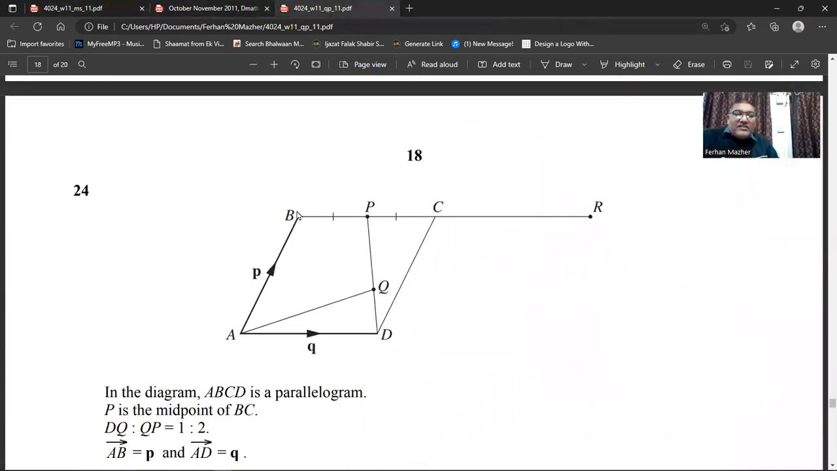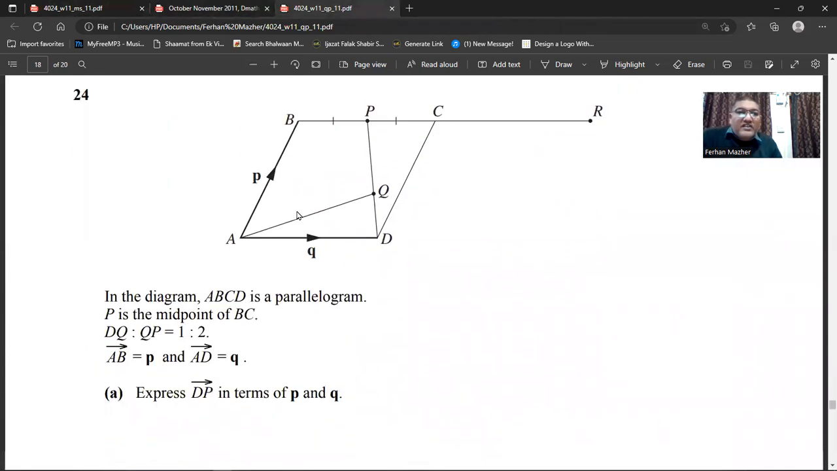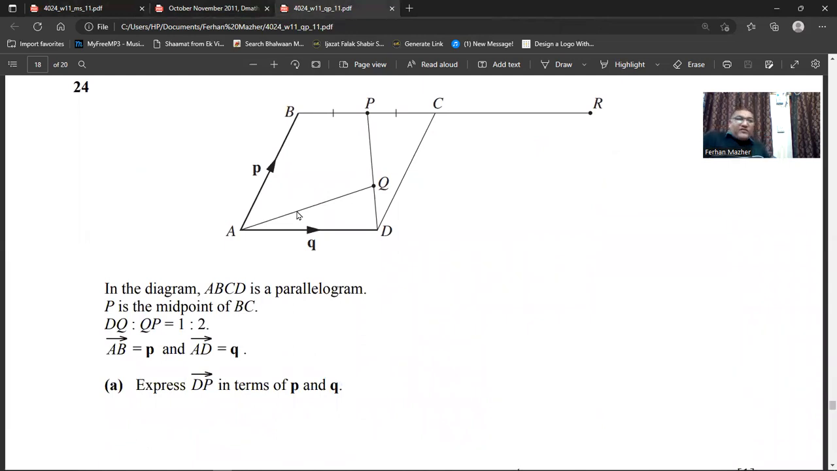So now we are going to the next question. The next question is coming up. That's question number 24. Here, a parallelogram is given. In the diagram, ABCD is a parallelogram. P is the midpoint of BC. Okay, so this is the midpoint, so this is 1, this is 1. It means the midpoint.